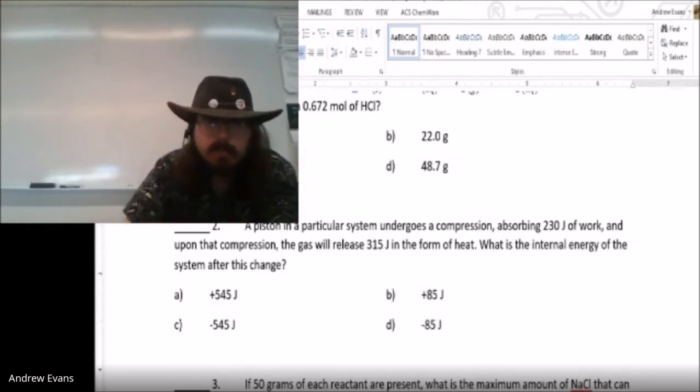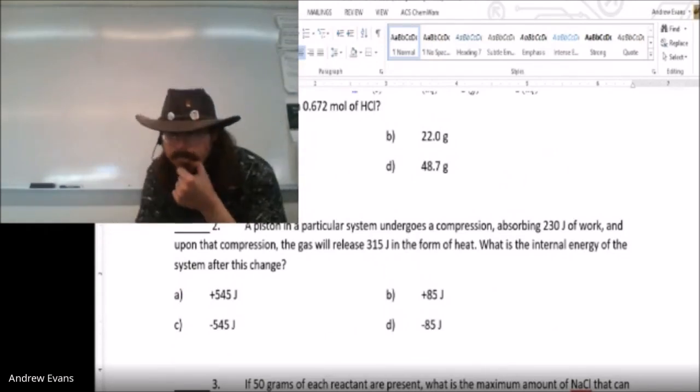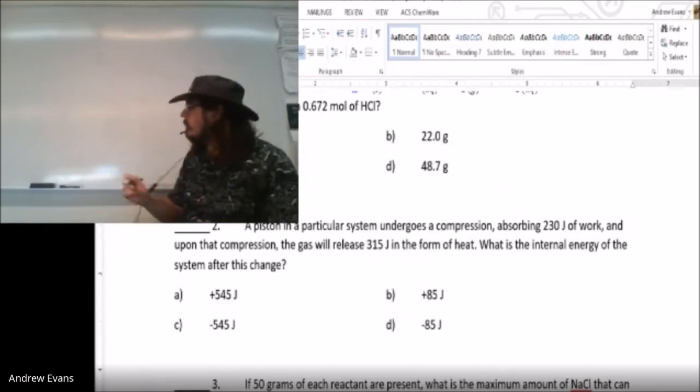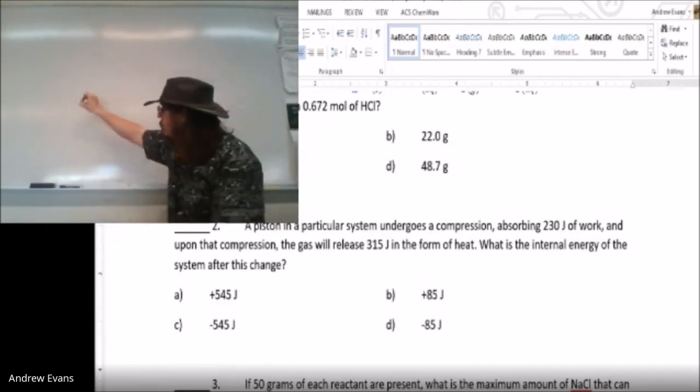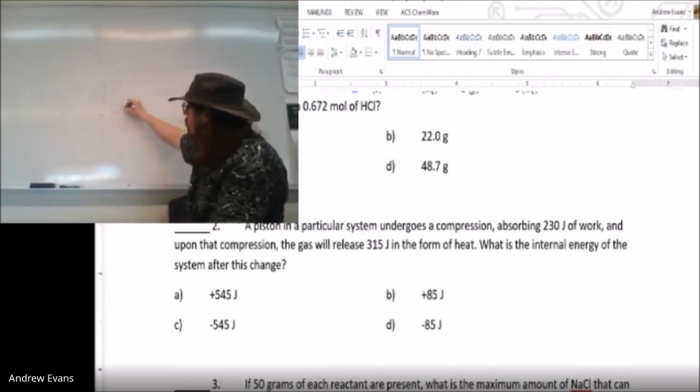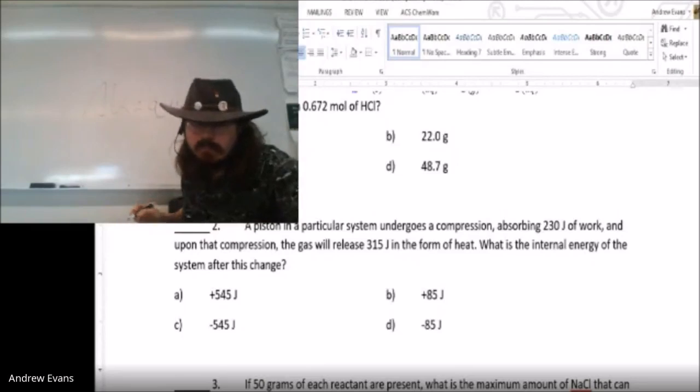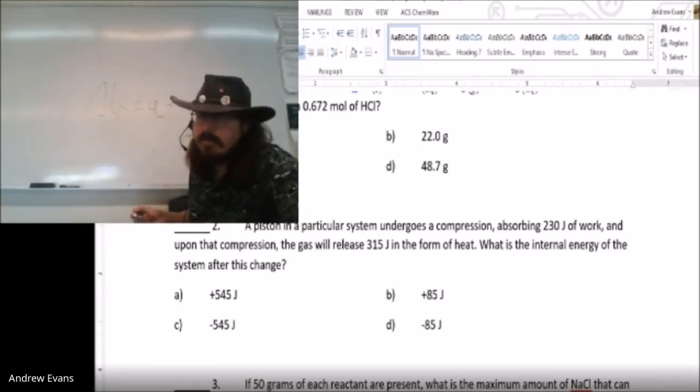A piston in a particular system undergoes compression, thus absorbing 230 joules of work upon a compression. The gas then releases 315 joules in the form of heat. What is the internal energy? So the internal energy, delta U, is equal to heat plus work. In this problem, you're given both heat and work. So you figure out the sign, sum them up, and find the internal energy.